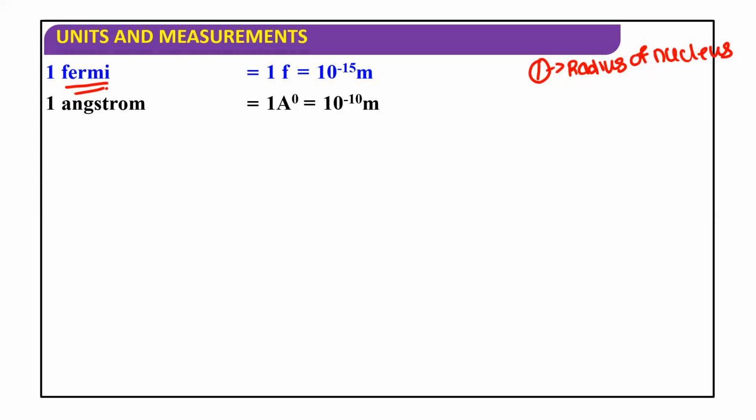Sir, Fermi is to measure the radius of nucleus, no, sir? Yes. Clear up to this? Yes, sir. So the third one is the astronomical unit.